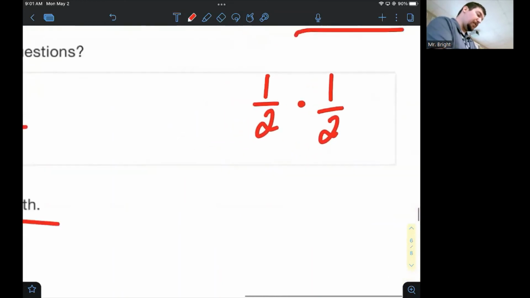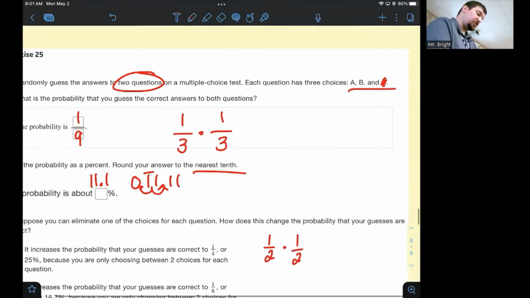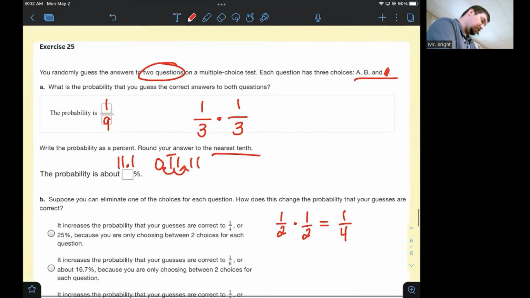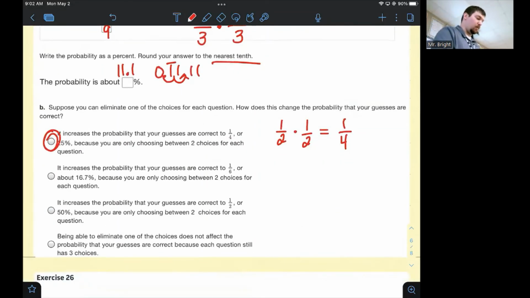So we have a probability of 1/3 times 1/3 equals 1/9. Now that's going to change to 1/2 times 1/2 equals 1/4, which is option A, or 25%. Not 1/6, not 1/2 again. And being able to eliminate one of the choices totally affects it.